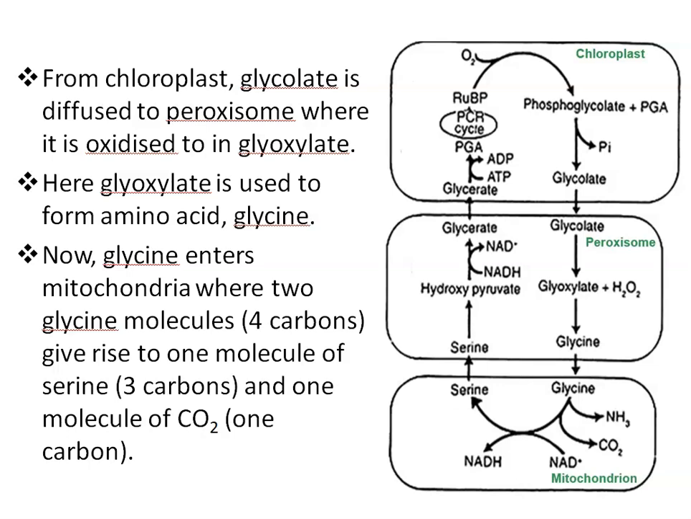Now, from the chloroplast, glycolate diffuses to the peroxisome, where it is oxidized to glyoxylate. This is glyoxylate. Here glyoxylate is used to form the amino acid glycine. Now glycine enters the mitochondria, where two glycine molecules, meaning 4 carbons, give rise to one molecule of serine and one molecule of carbon dioxide. Here, 1 carbon.